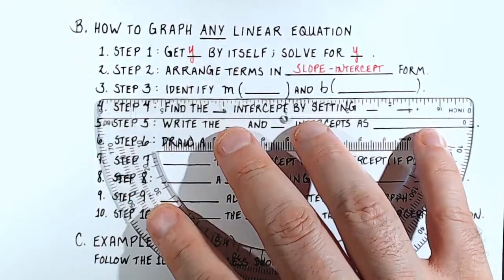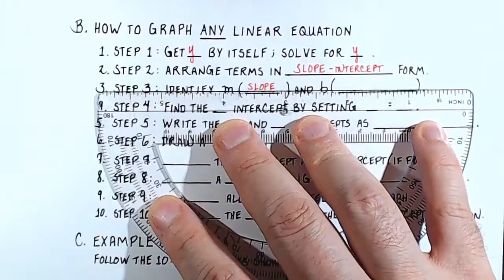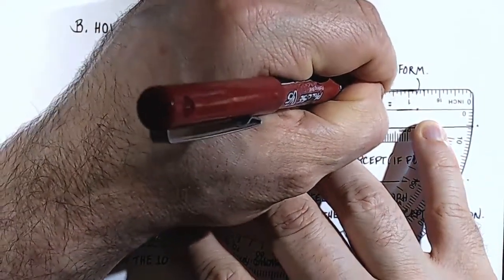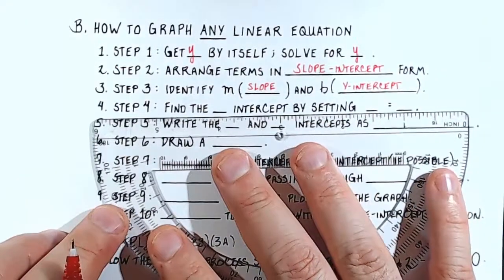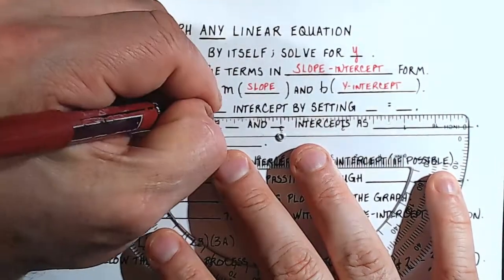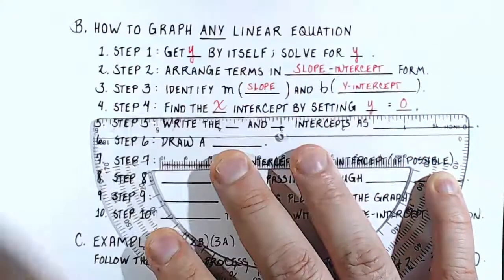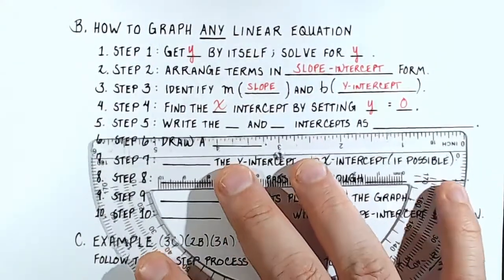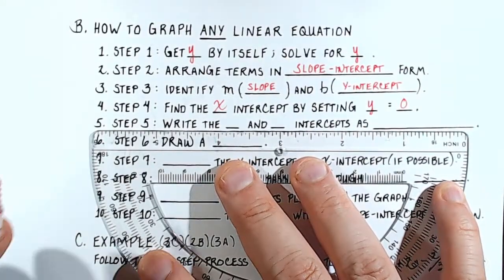Step 3, identify m, well that's the slope, and b, well, that's the y-intercept. Step 4, find the x-intercept by setting y equal to 0. Well, we're going to find the x-intercept by setting y equal to 0. You want to get in the habit of always finding the x-intercept, because that can serve as your second point, but it's also the root or the 0 of the function or equation.